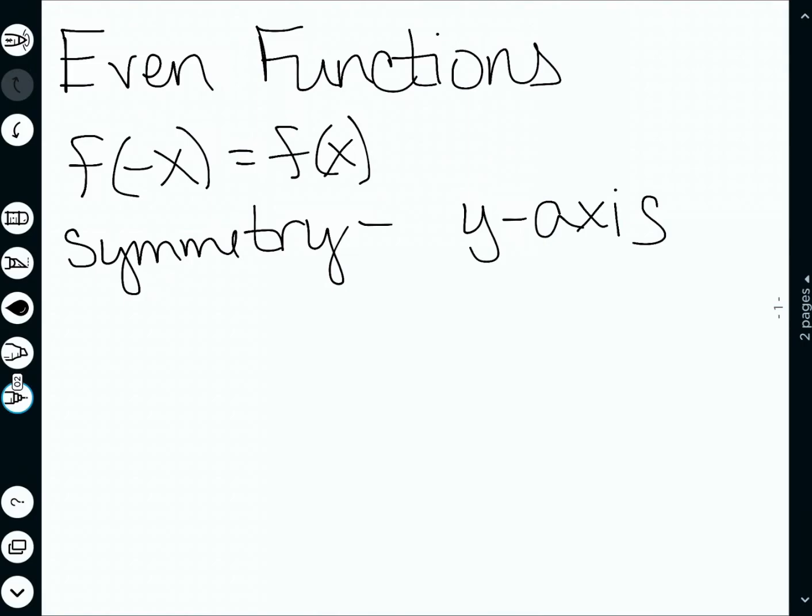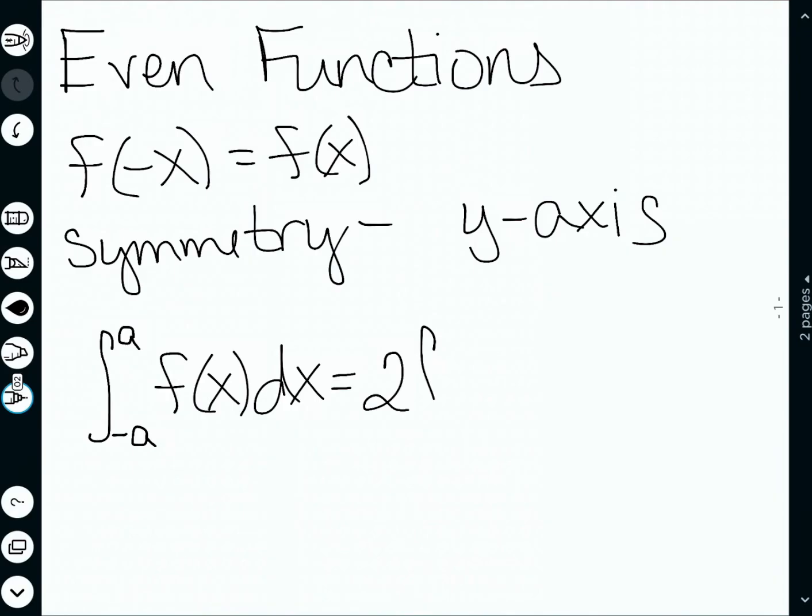And if we have an even function, then the integral from negative a to a of f of x dx is equal to 2 times the integral from 0 to a of f of x dx. This is a trick that only works in very specific cases. In particular, your bounds have to be opposites of one another. You have to have an a and a negative a, and your function needs to be even. And then we can do this 2 times the integral from 0 to a.